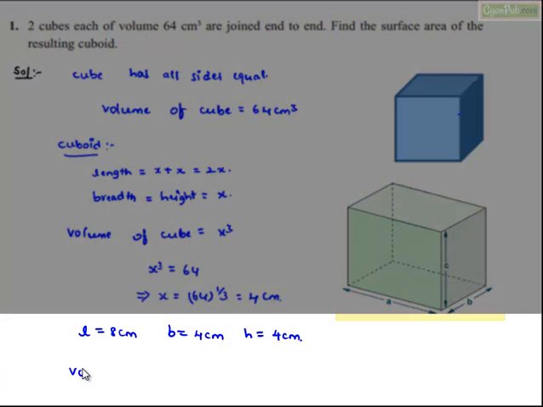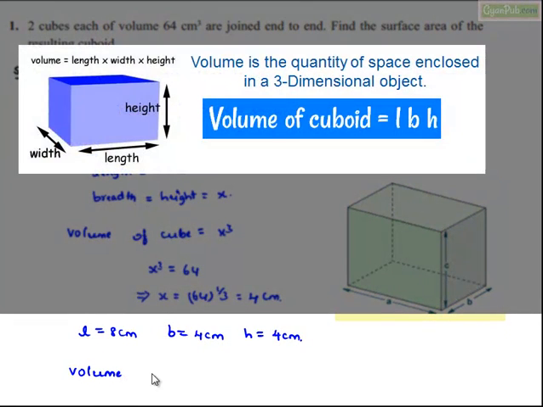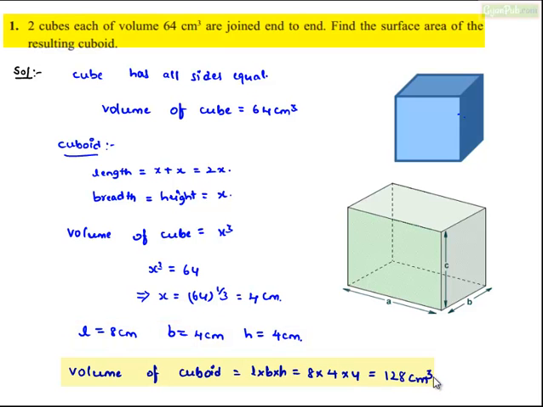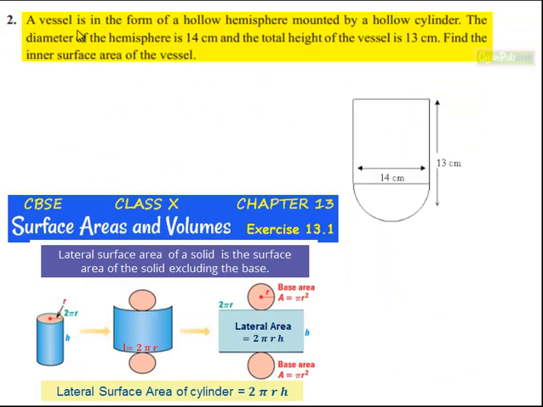Therefore, we know the volume of a cuboid is equal to the product of length, breadth and height, which is here length 8, breadth 4 and height 4. Therefore, 4 times 4 is 16 and 16 times 8 is 128 cm³. That is the answer. Now, moving on to the second question.